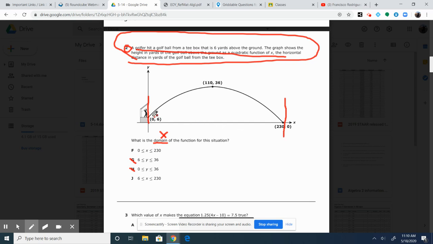So the farthest left is our 0. The farthest right is 230. So therefore, our answer would be F. 0 is less than or equal to x, but x is less than or equal to 230.